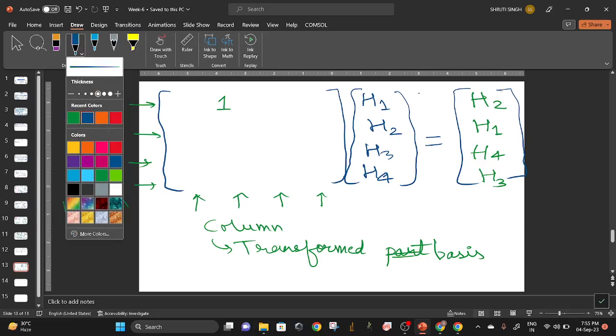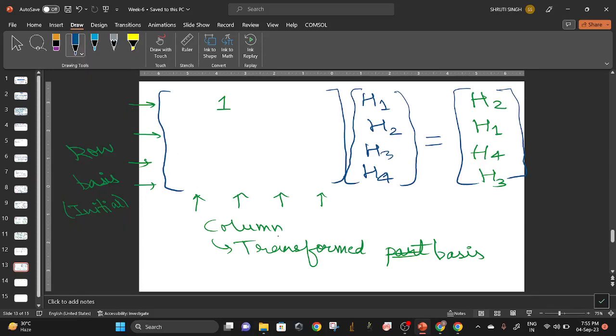Now H1 got transformed to H2. So H2 transformed means the transformed part will be in the second column because it's the second basis. That's why in the second column I kept 1, and the other columns will be 0, because H1 is completely getting transformed to H2. Got my point?